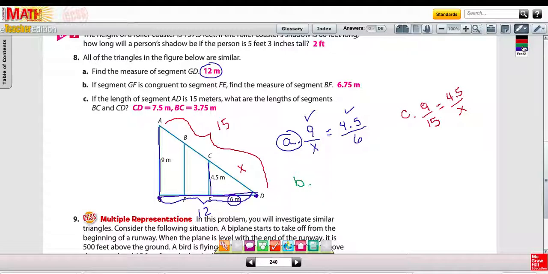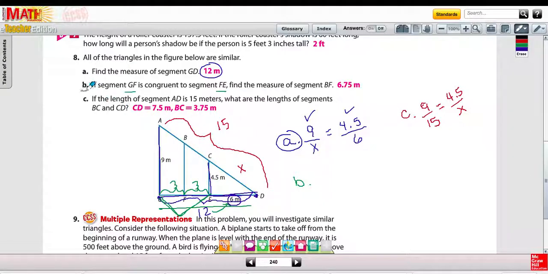Part B tells us that segment GF is congruent to FE. So GF is congruent to FE. And so if this whole thing is 12 and we take away the 6 that we already know, that leaves 6 for this segment right here. And if these are both equal, then these each have to be 3.